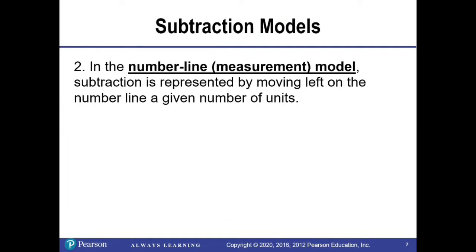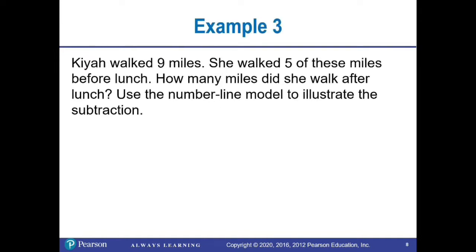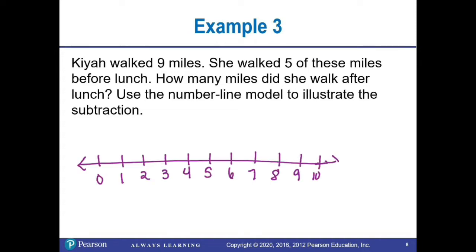Our next model is called the number line or the measurement model. With subtraction, we'll show an arrow moving to the left to show the number that we are subtracting. Kaya walks 9 miles. She walked 5 miles before lunch. How many miles does she walk after lunch? Let's use the number line model to illustrate the subtraction here. Now typically when I draw a number line, I'm going to draw a number line from 0 to 10.